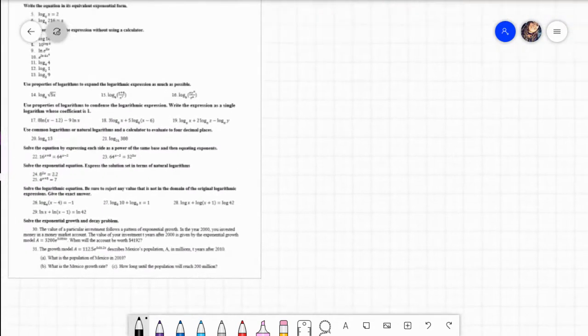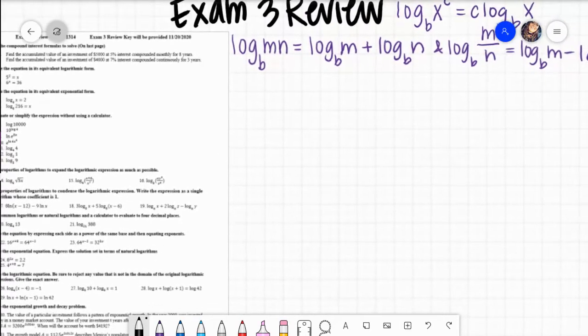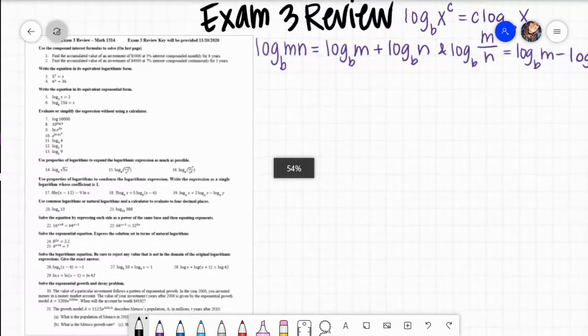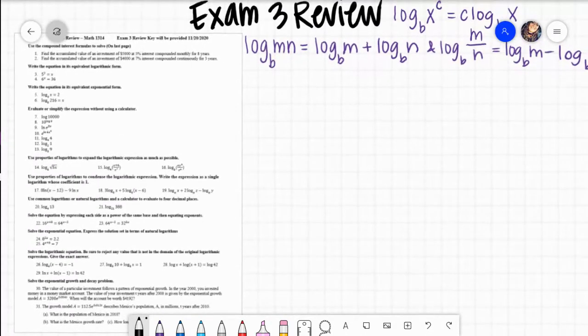Okay, so we are on problem 17. Problem 17 says 8 natural log of x minus 12, and then we have a negative 9 natural log of x. Oh, I thought I was on problem 16. I got really confused there all of a sudden. Yeah, I did that on the last video.